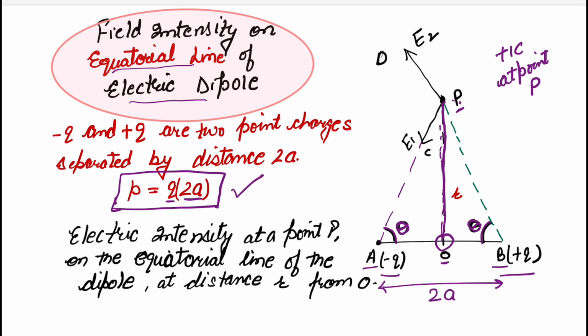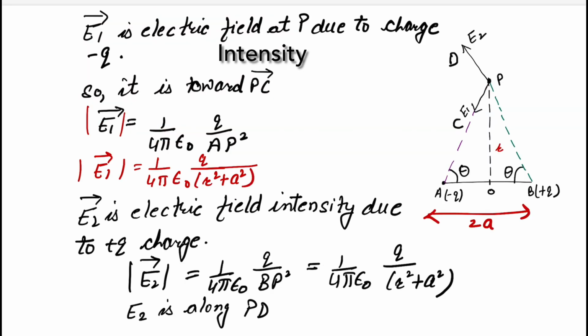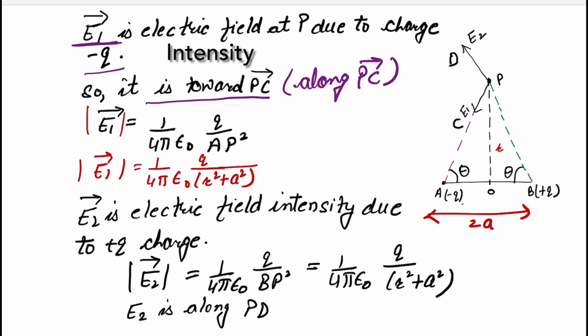Now let us see what will be the electric field intensity at point P due to the charges of the electric dipole. First of all, let us calculate electric field intensity due to minus Q charge. Say electric field intensity due to minus Q charge is given as E1. This E1 will have direction towards PC, because we know that the electric field lines move toward the negative charge. So it will be directed toward the charge and the direction is PC.